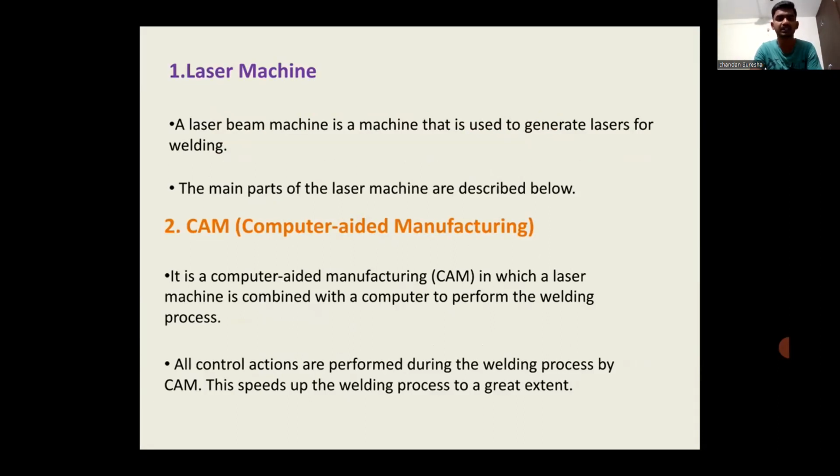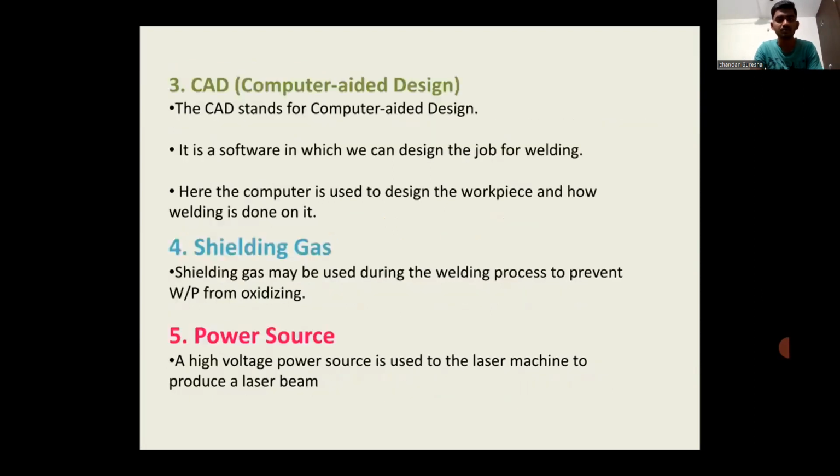Computer aided manufacturing: a laser machine is combined with a computer to perform the welding process. All control actions are performed during the welding process by CAM. This speeds up the welding process to a great extent. CAD stands for computer aided design. It is software in which we can design the job for welding. Here, the computer is used to design the workpiece and how welding is done.